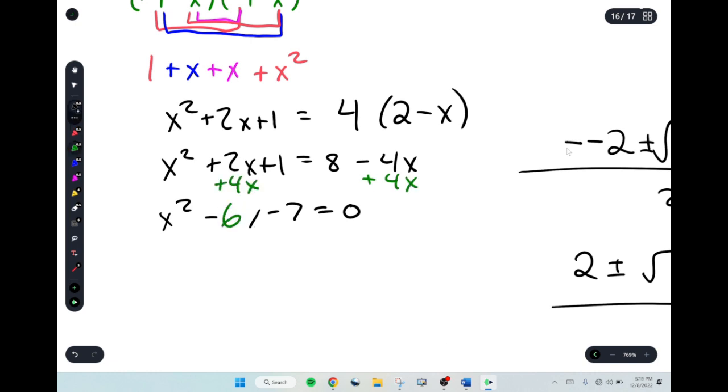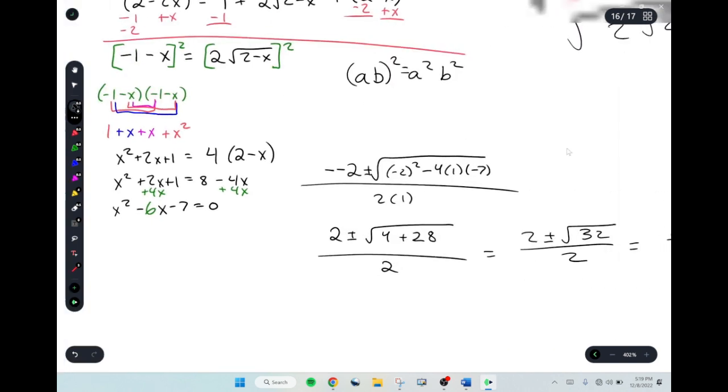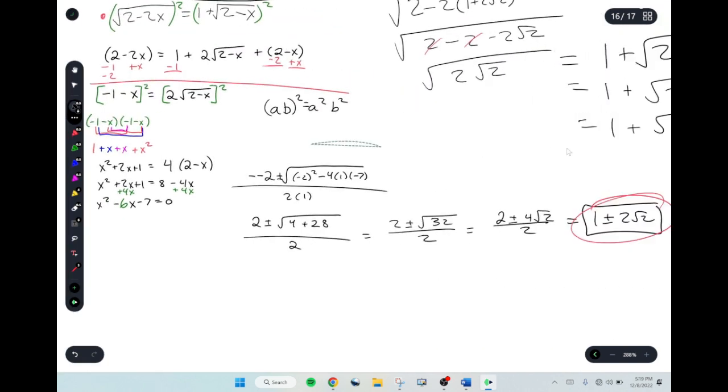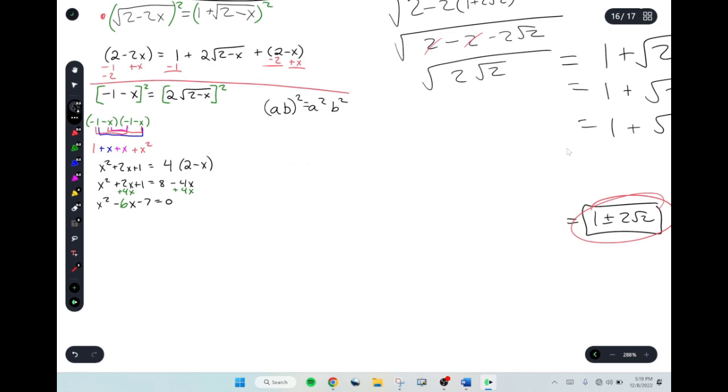If you're watching the video at home, you're probably screaming at me. But hey, we still got good practice with the quadratic formula.